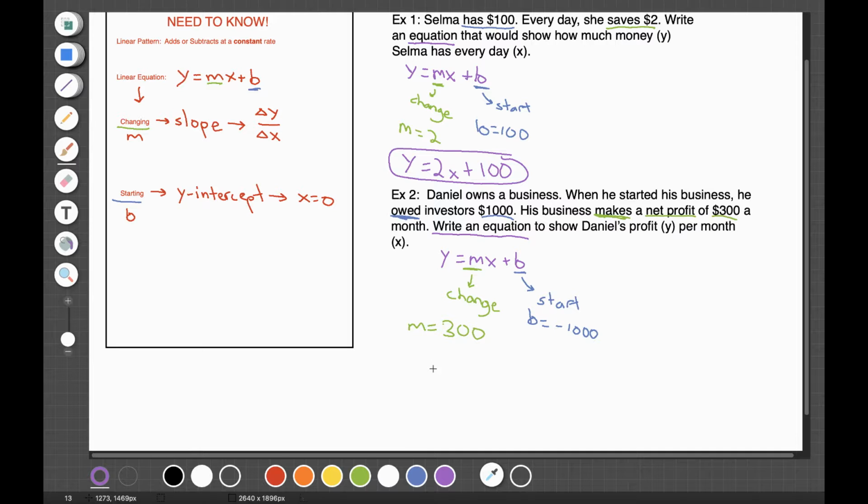Great, so our final equation would be y equals 300x, and then you could write plus negative 1,000, or you could just write minus 1,000. Great job.